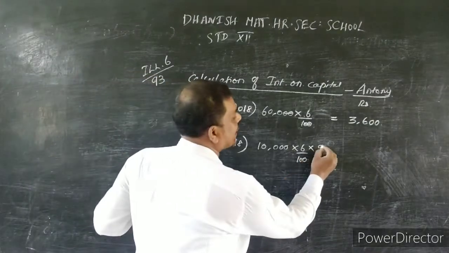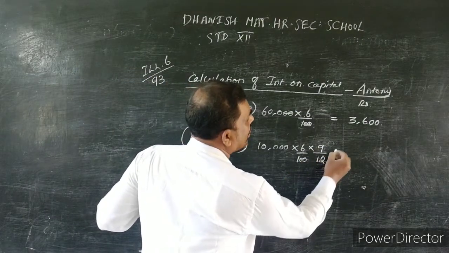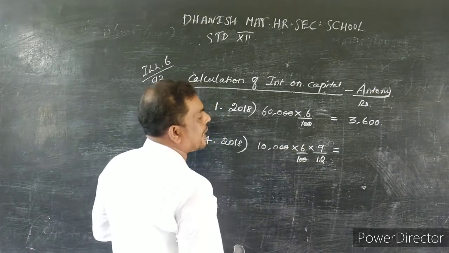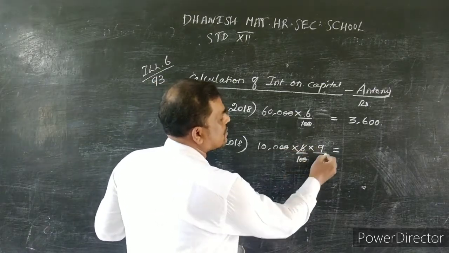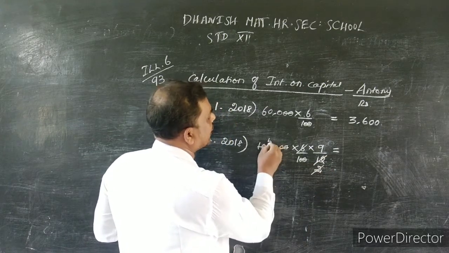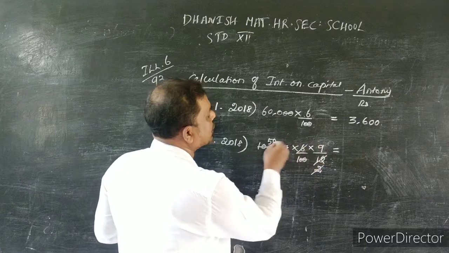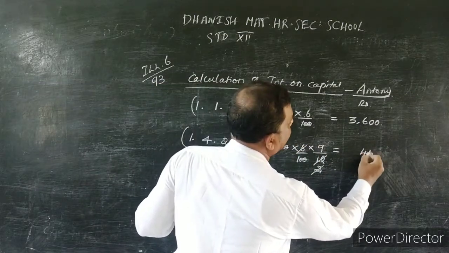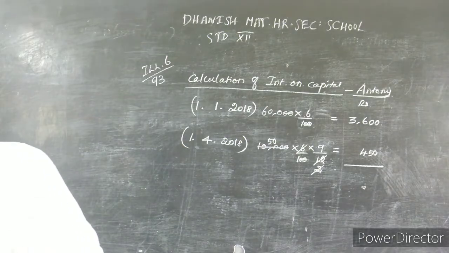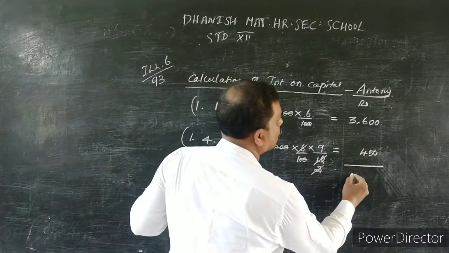So you have to calculate the interest for 9 months. How? 20 will be cancelled. 6 ones are 6, 6 twos are 12. 2 ones are 2, 50 twos are 100. So 9 into 50, rupees 450. Rupees 450.